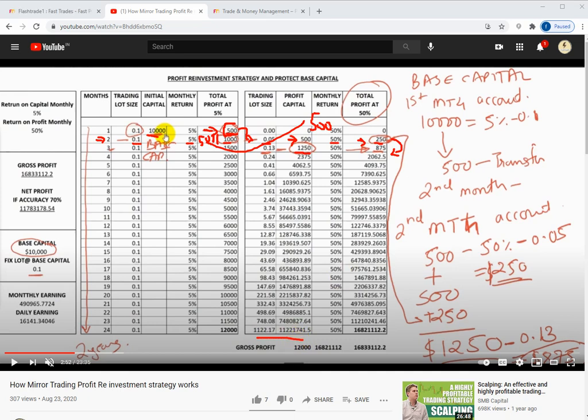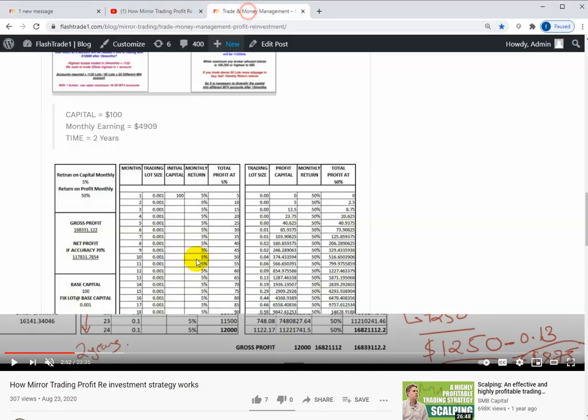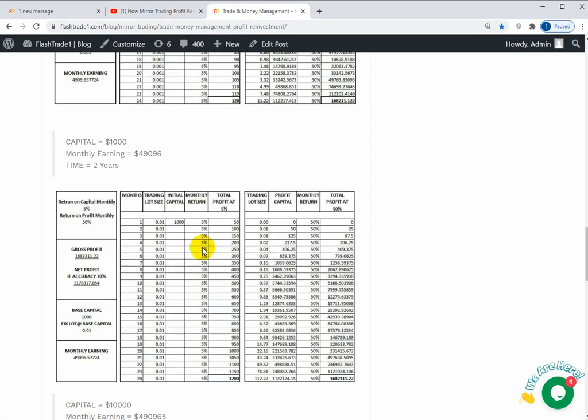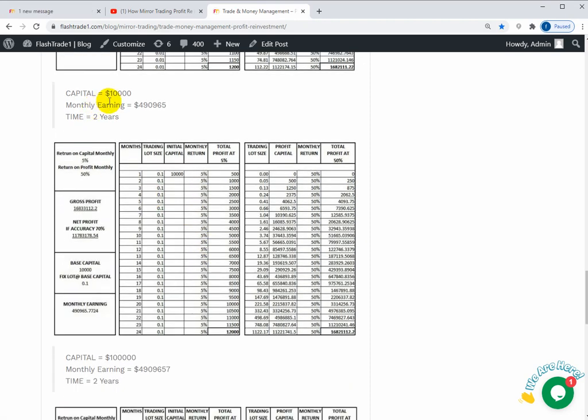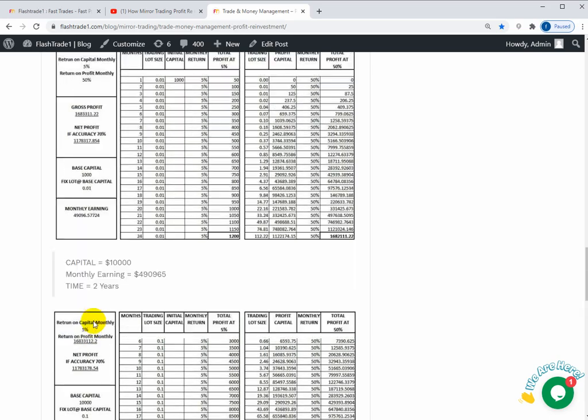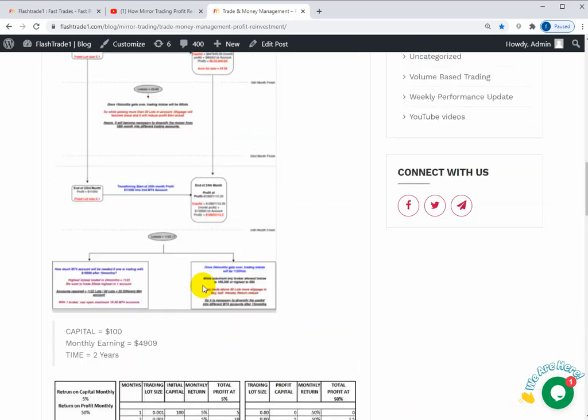And we'll see here that for the account of $10,000 the monthly earning after 2 years will be 490k. Here the gross profit and the net profit we have just counted with 70% return. So with 70% return this is going to be the profit, and this is going to be the monthly earning of the client. Now we'll see how this profit reinvestment calculator works.